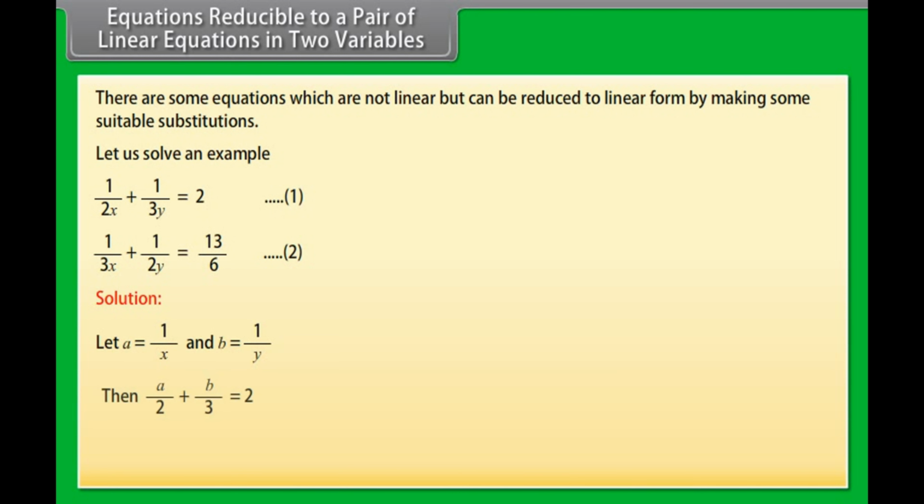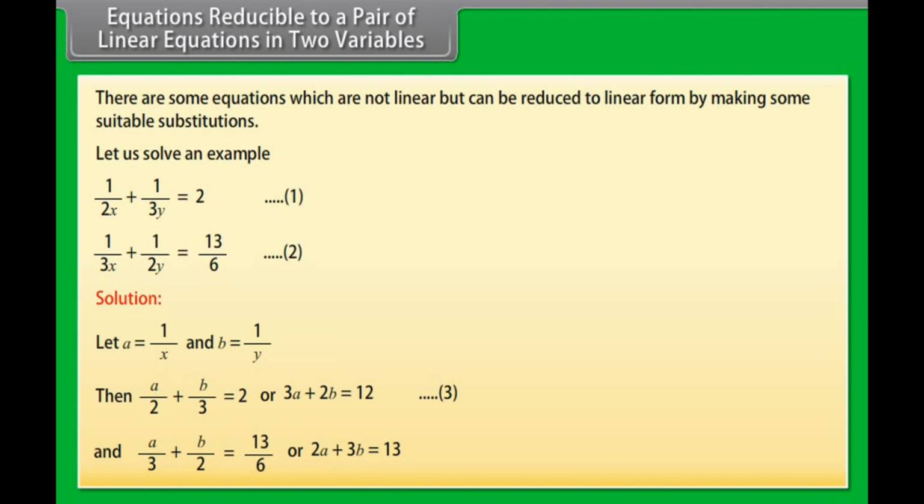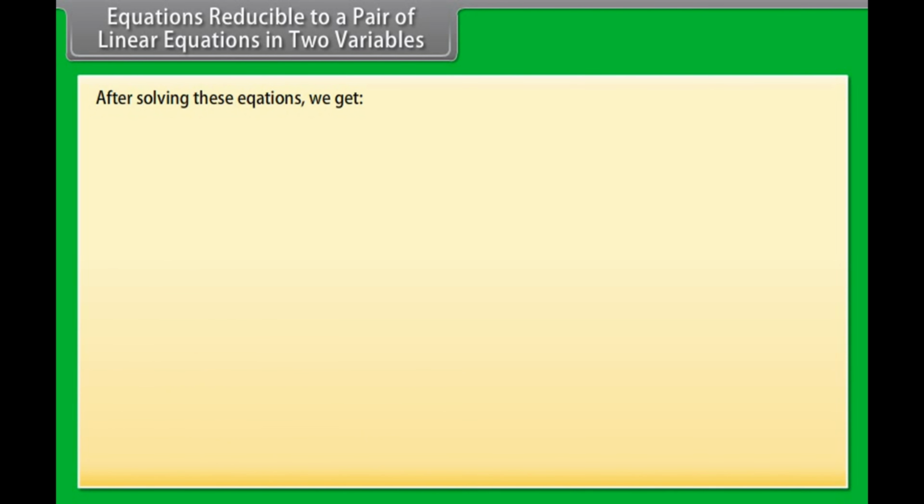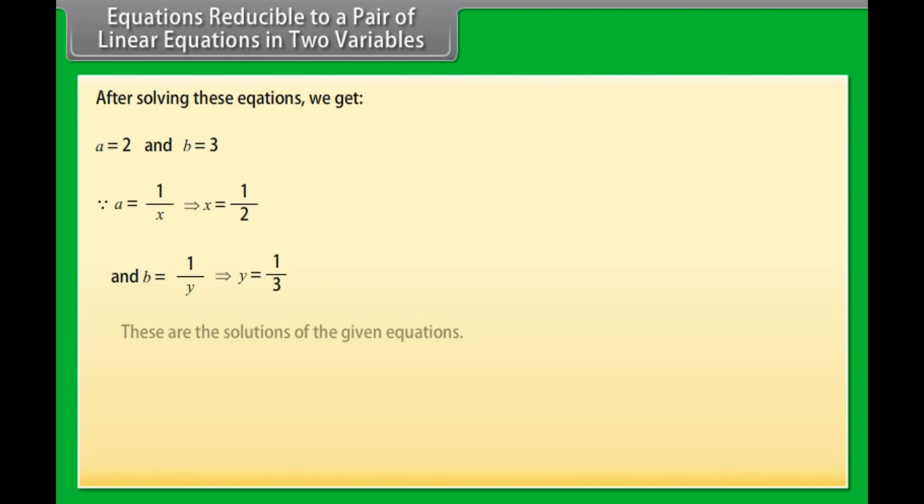Then a upon 2 plus b upon 3 equals 2, or 3a plus 2b is equal to 12, equation 3. And a upon 3 plus b upon 2 equals 13 upon 6, or 2a plus 3b is equal to 13, equation 4. After solving these equations we get a as 2 and b as 3. Therefore, a is equal to 1 upon x, it implies x is equal to 1 upon 2. And b is equal to 1 upon y, it implies y is 1 upon 3. These are the solutions of the given equations.